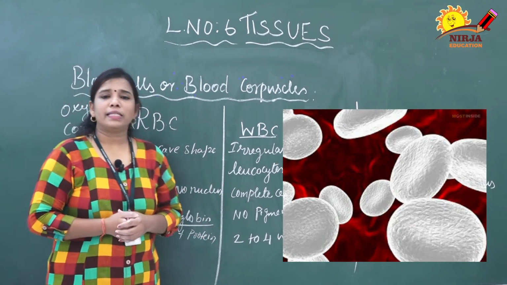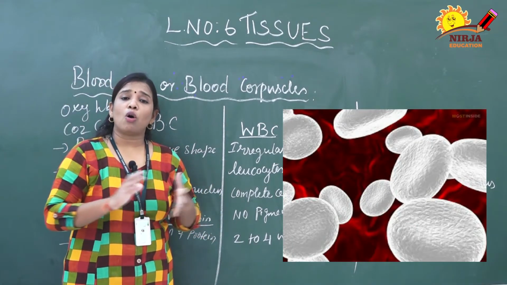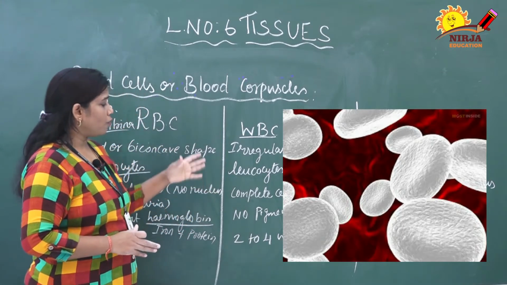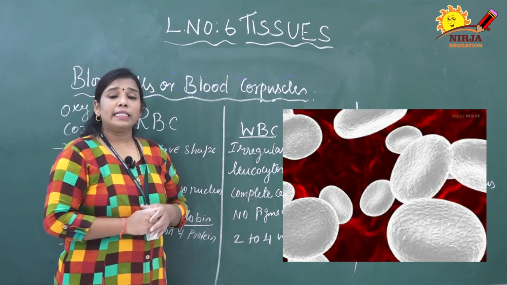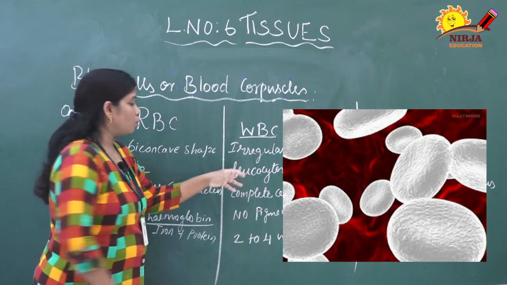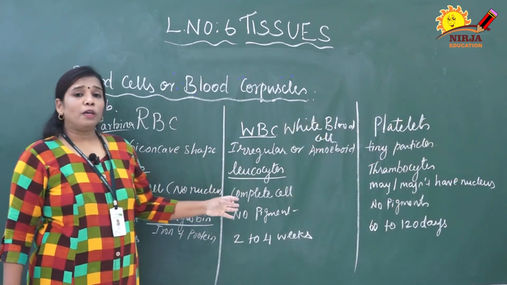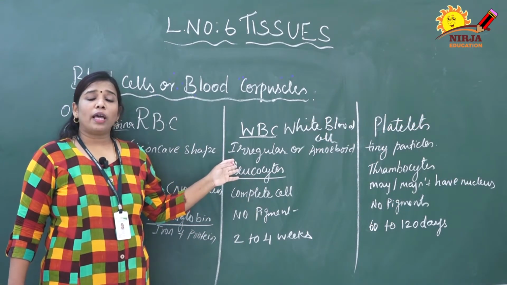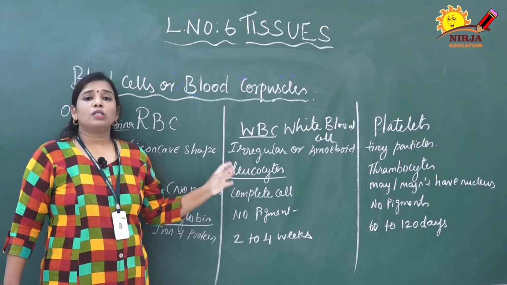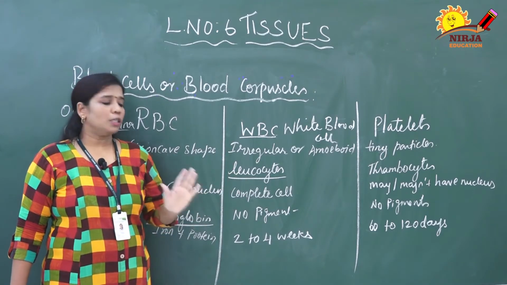It is a complete cell because it contains a nucleus. All other cell organelles are present, so we can tell it is a complete cell. In scientific terms, the WBC is also called a leukocyte. Here no pigment is present. That is the reason it looks whitish in color, because hemoglobin is absent in WBC.